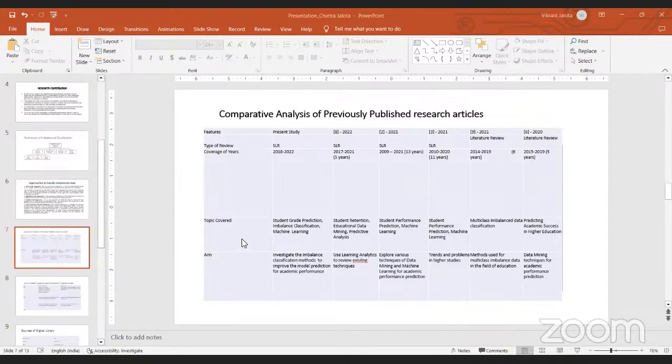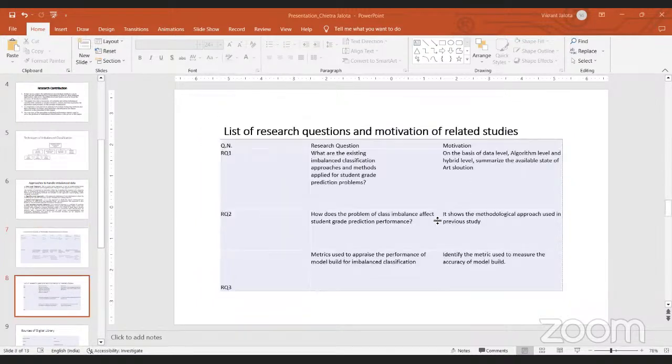In this paper, I have covered the topics student grade prediction, imbalanced classification, and machine learning. In case of 2022, it was student retention, educational data mining, predictive analysis. Same in 2021: student performance prediction, machine learning. In this way, I have found the comparative analysis on the basis of some features.